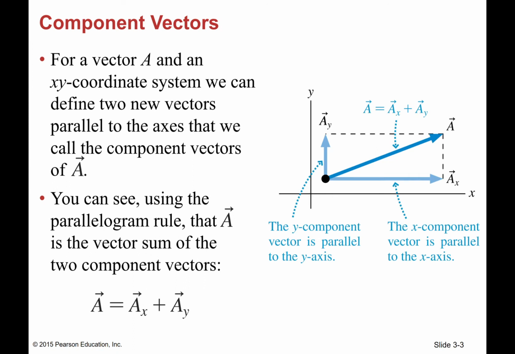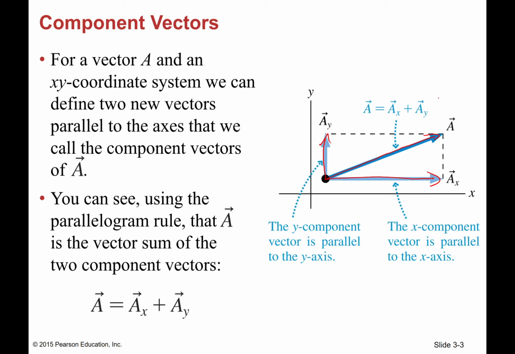Here we have a coordinate system. We have our X and a Y, and then we have a vector A. So this vector A is just a vector, and then we can define two vectors. We can define a vector AX and a vector AY, and these two vectors have the property that if you add them, you get the vector A. AX is a vector that is parallel to X, and AY is a vector that is parallel to Y.